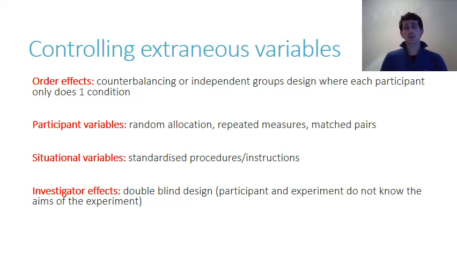For investigator effects, we can do something called a double-blind design. And a double-blind design means that the participants don't know the aims of the experiment, but also the experimenter in charge will not know the aims of the experiment either. If they don't know the aims of the experiment, then they can't give any hints or they can't change their body language slightly in order to change the behaviours of the participants. So we need to control for order effects, participant variables, situational variables, and investigator effects. These are the main ones that you're going to have to try and potentially control during your exam.